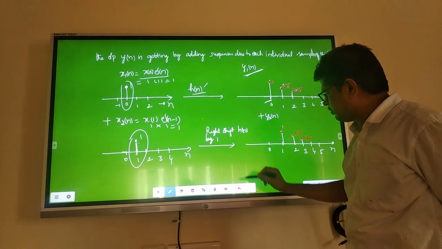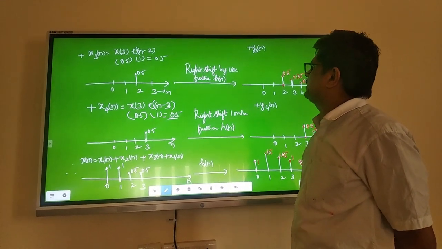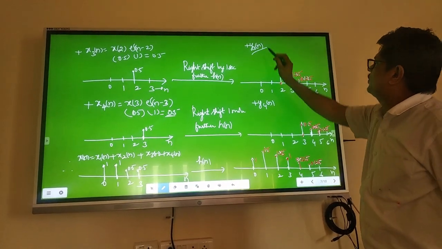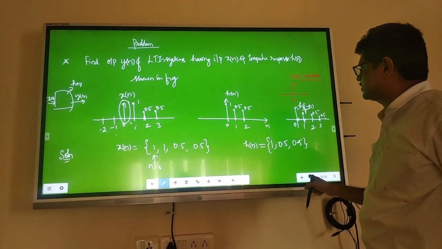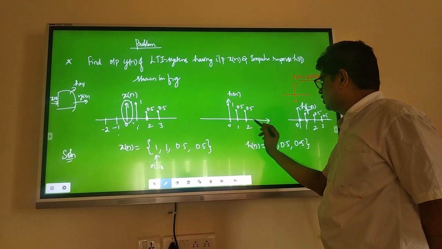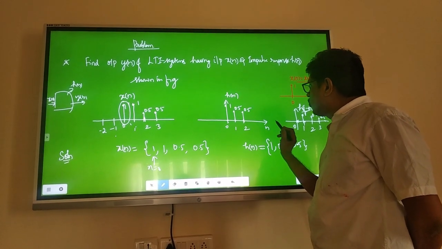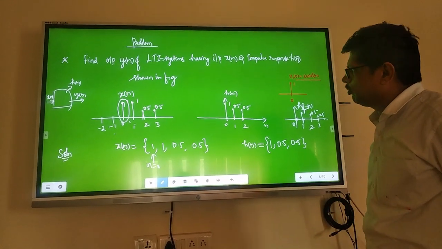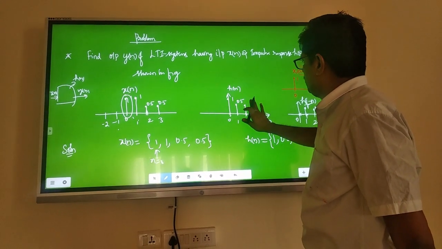Similarly, first you write h[n], then right shift by 1, again right shift by 1 more. Further right shift by 1 more. What will happen? Then your y3[n] starts from, instead of 1, it starts from 2. Your h[n] becomes like this now. h[n] shifted by 2. For example, at 2 it is 1, at 3 it is 0.5, at 4 it is 0.25.